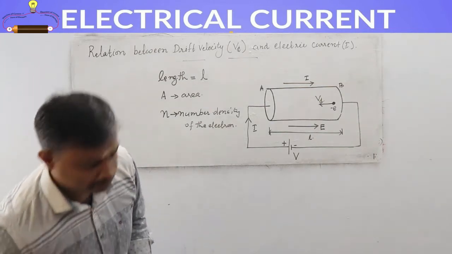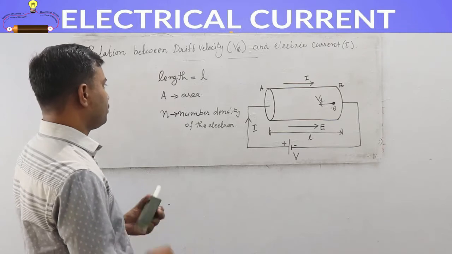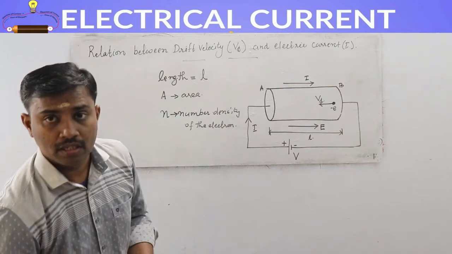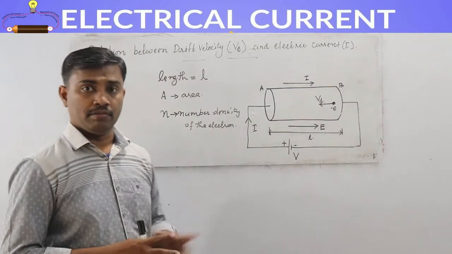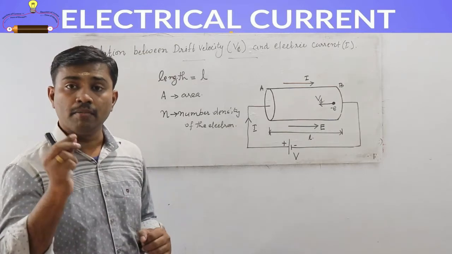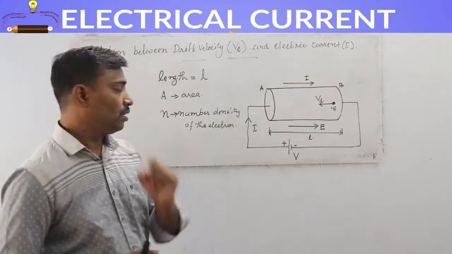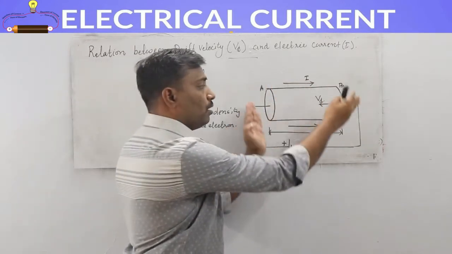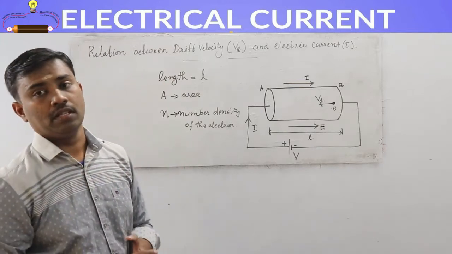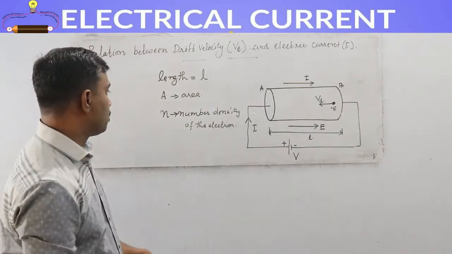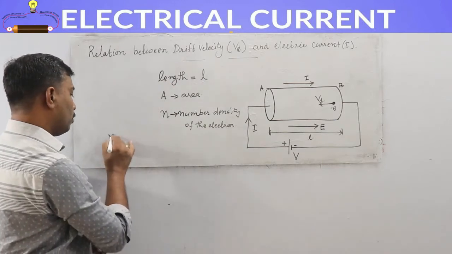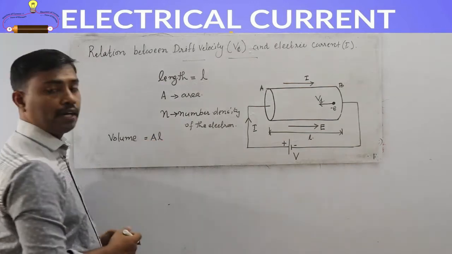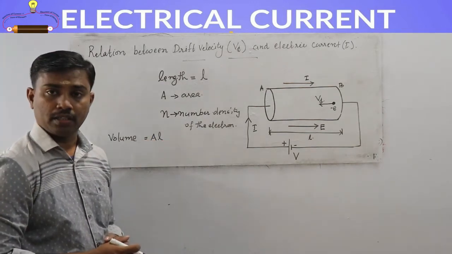Okay, so in this conductor, how many free electrons are there? That we have to find out. We know that n is the number density, that means in unit volume n number of electrons are there. So we have to find out in this volume how many free electrons are there. From this we can find the volume of the conductor. The volume of the conductor is equal to A into L.